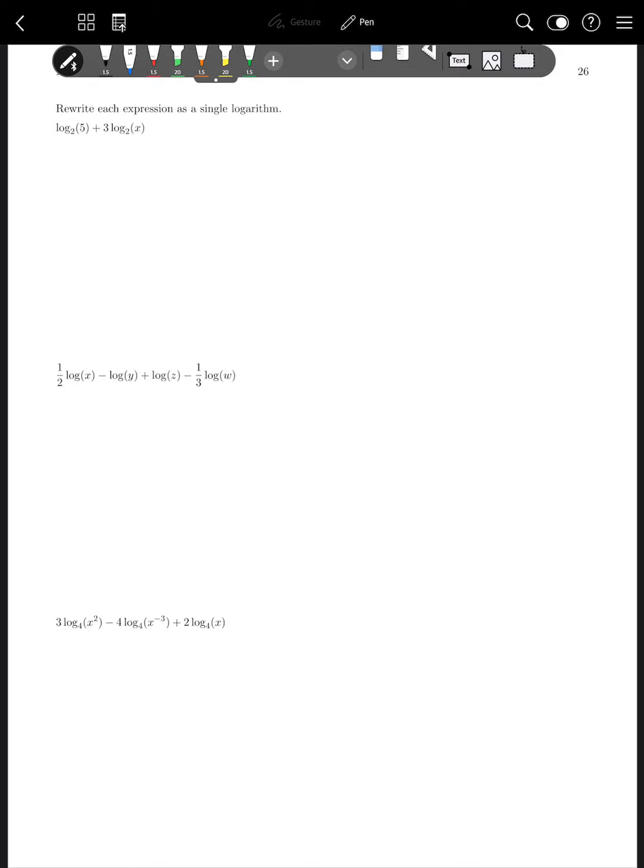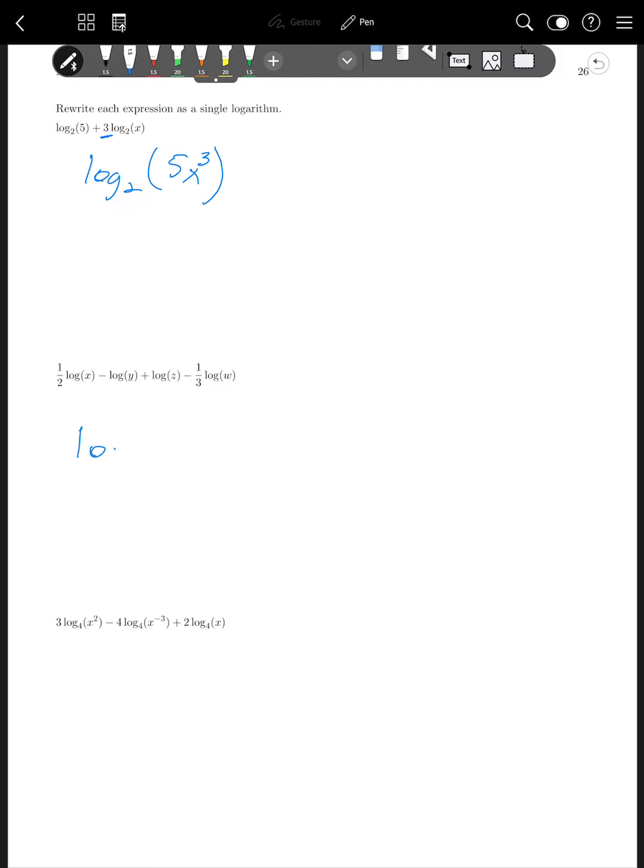Okay, now that all of you have had a chance to try these, let's go through them together. So the first one, we've got a log base 2. The 5 is positive, so it goes in the numerator. Nothing's negative, so there is no denominator. X is in the numerator, so we get a positive x, and then we've got this 3, so it's going to be x to the 3rd power. Okay, so that's the idea.